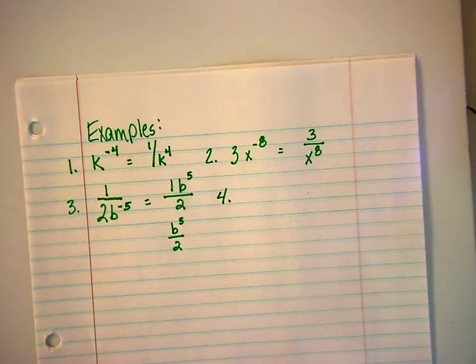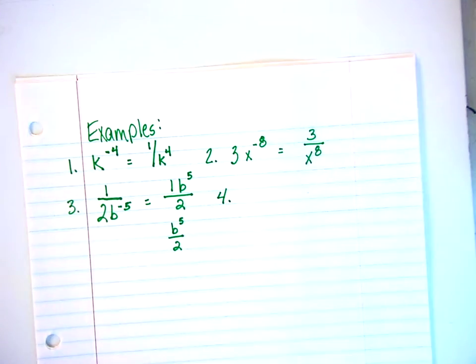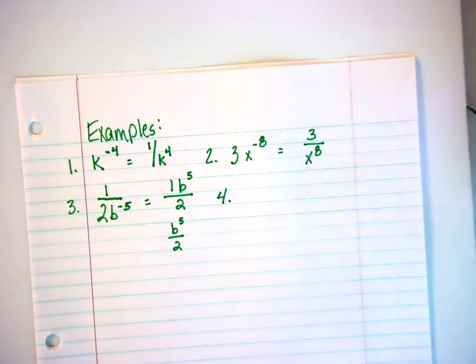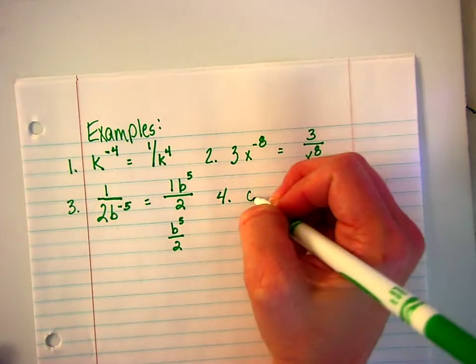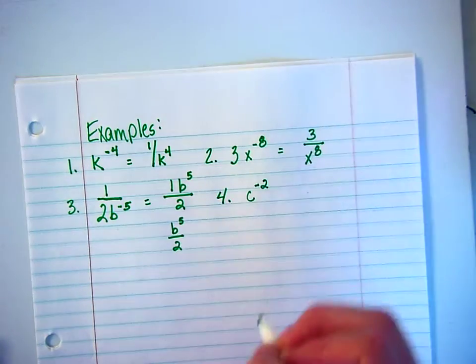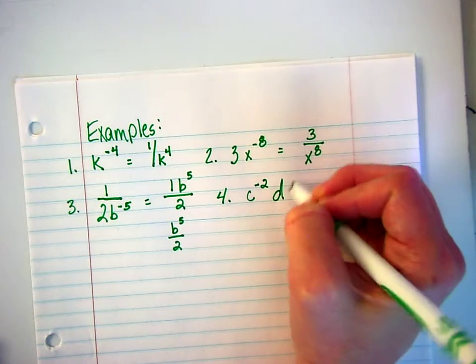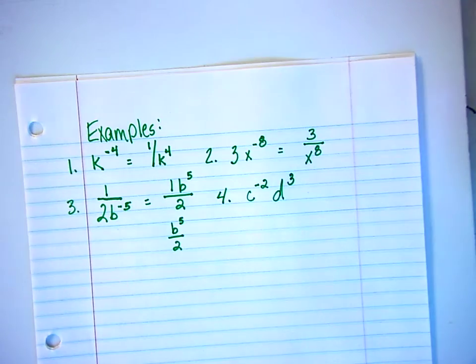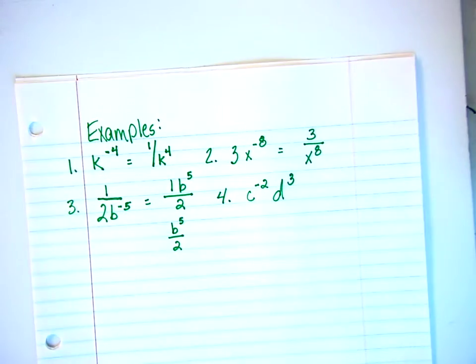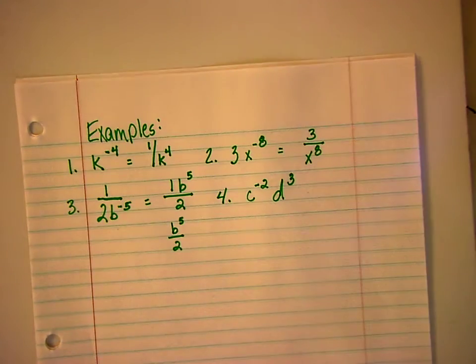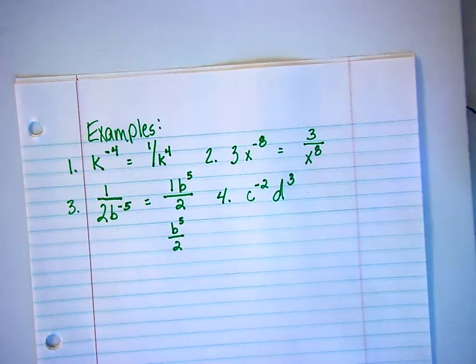If the exponent was a positive thing, would you still have to do the fraction one? So the question is, if the exponent is positive originally, will you have to put it in fraction form? Let me give you an example and see if this is what you're talking about. I have c to the power of negative 2, d to the power of 3. Which one is affected by the negative exponent? C. So that means d is going to stay put.